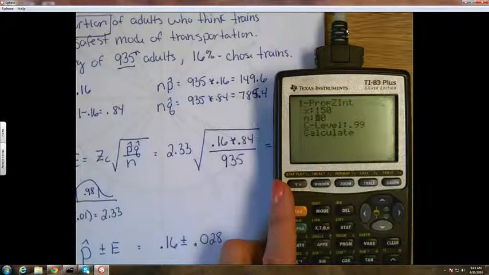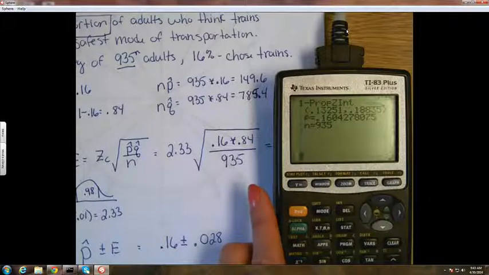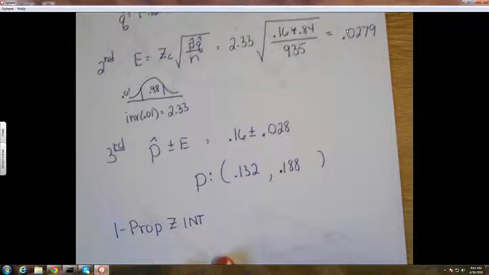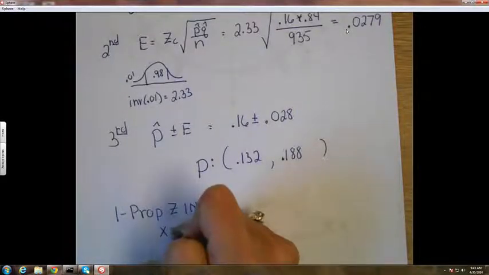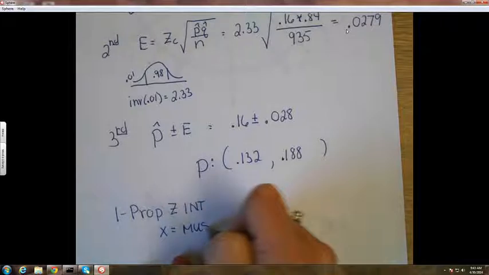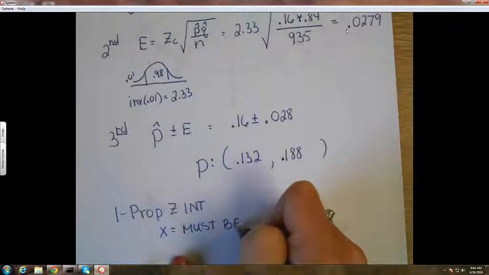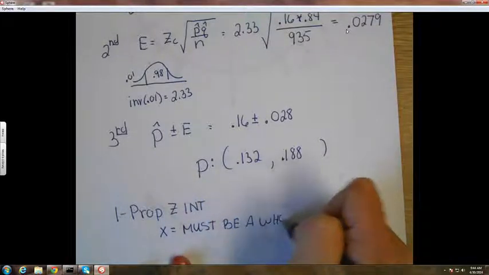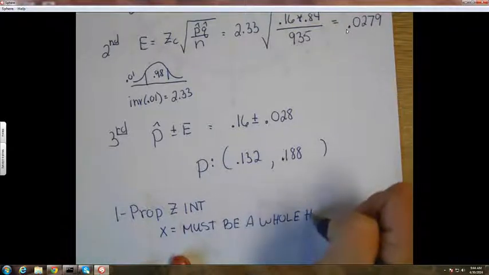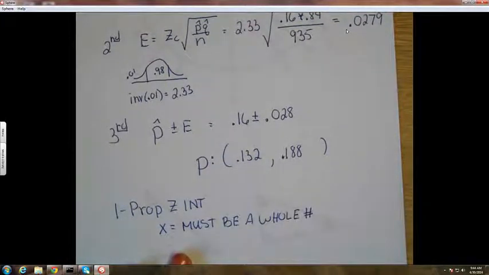N was 935. And then it's the confidence level. So the only catch in here is that X has to be a whole number. And we did 98%. Calculate. And we should match pretty close. So the one thing to remember on the program is that X must be a whole number. You can't have a decimal on the X.